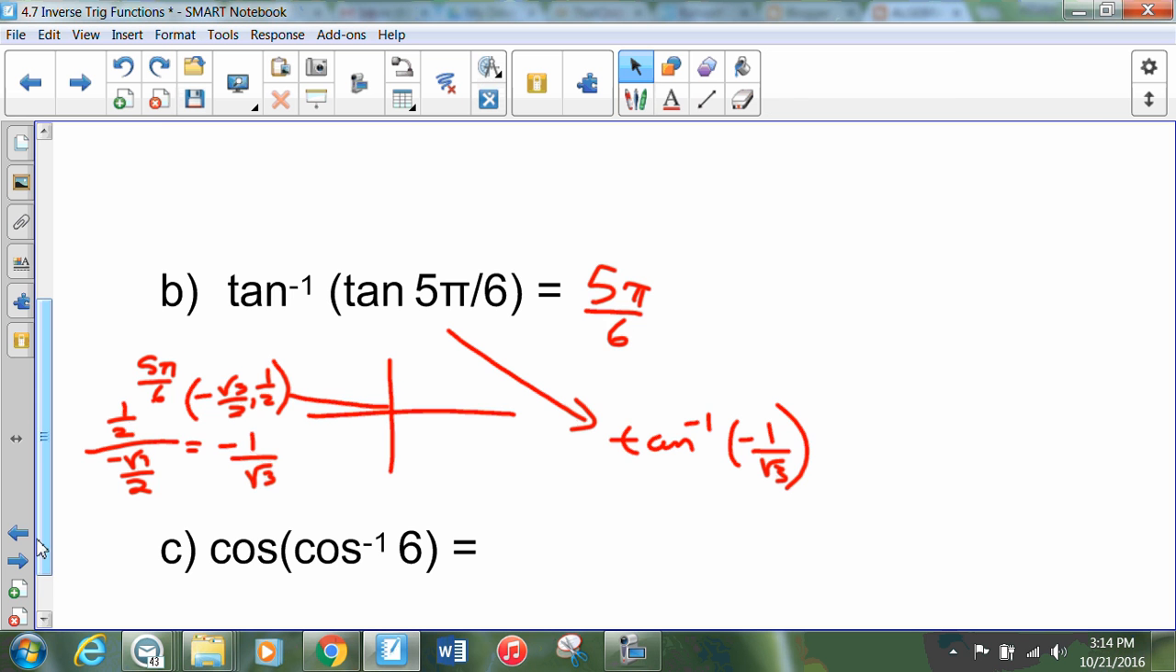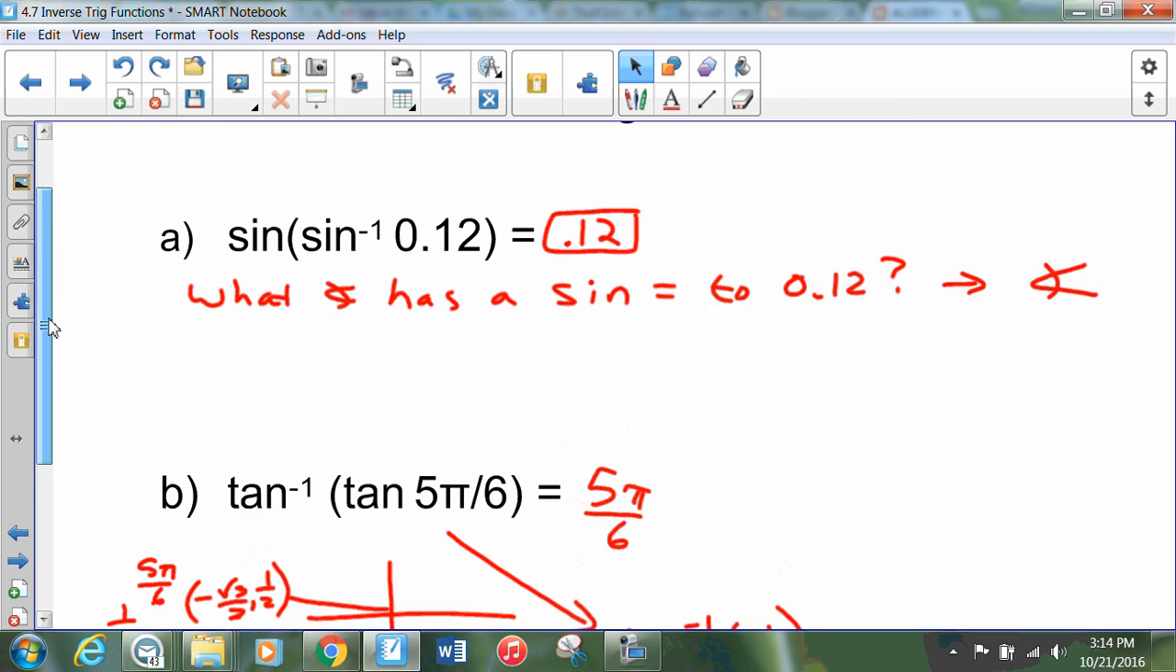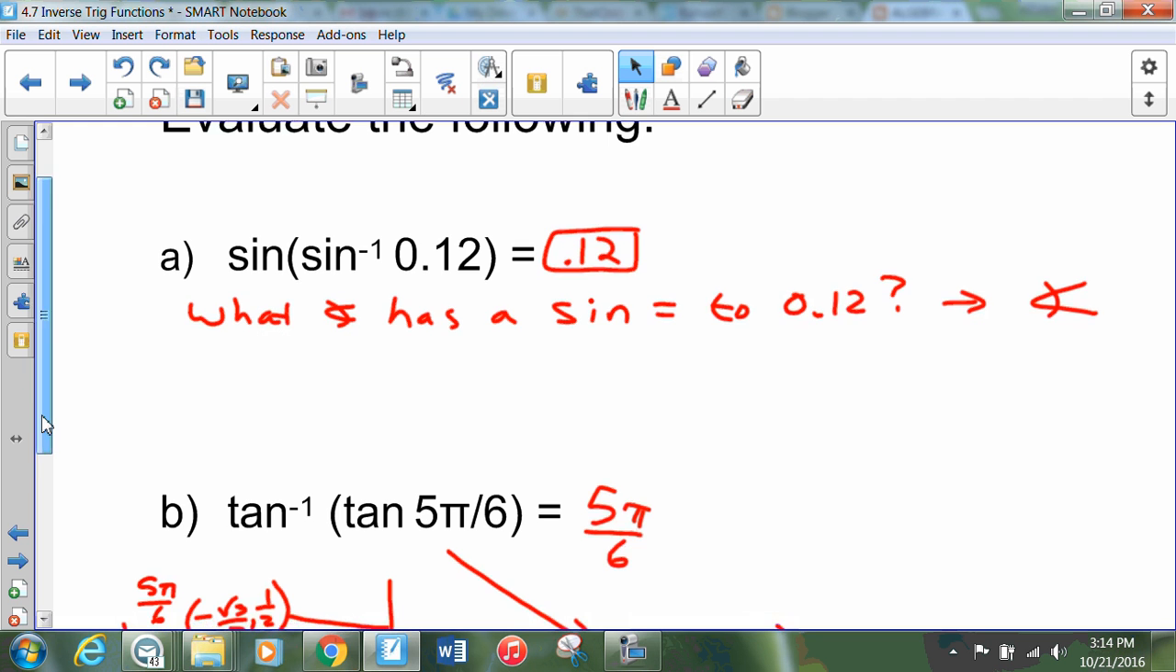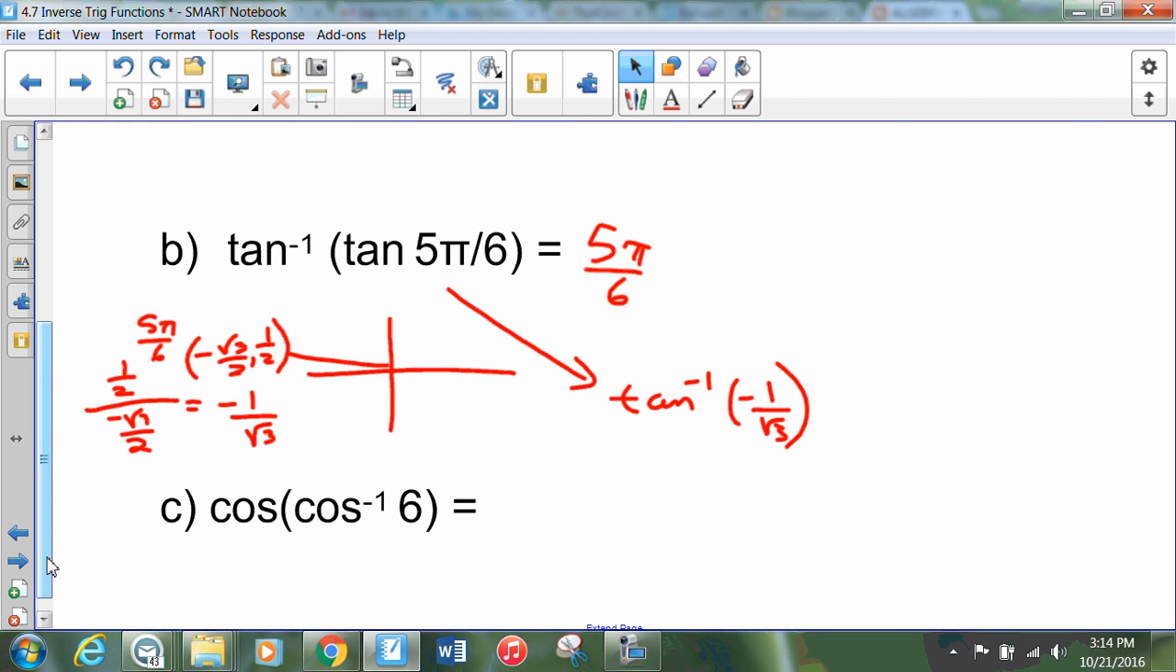Just know that when you do see a sine and an inverse sine right next to each other, that usually, and I say usually, the answer is this, because sometimes they might try to trick us. So usually, in this case, it's true, it's 0.12. In this case, we can write 5 pi over 6, but if we left it there, we'd be wrong, right? 5 pi over 6 is not going to work.